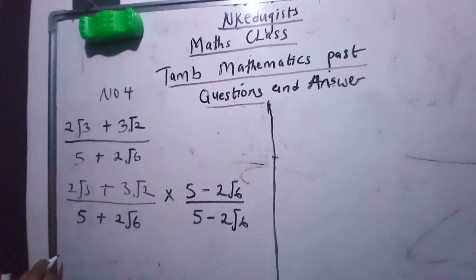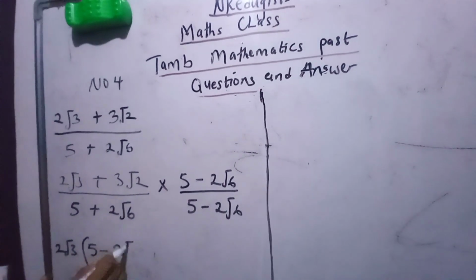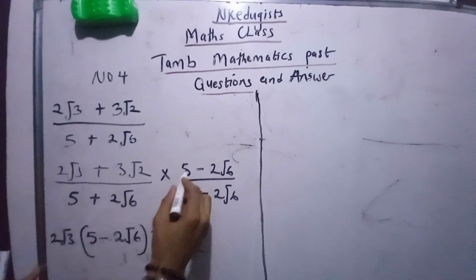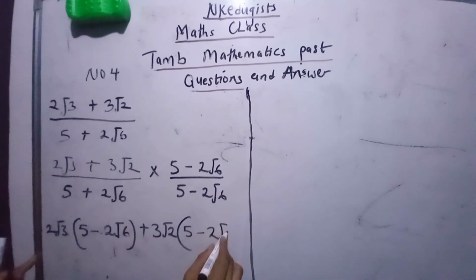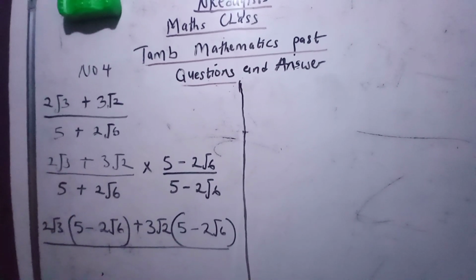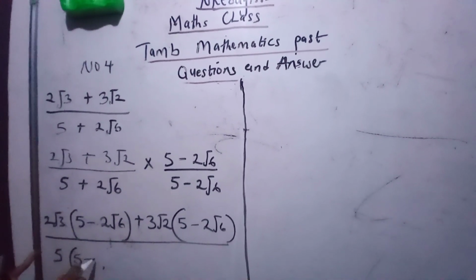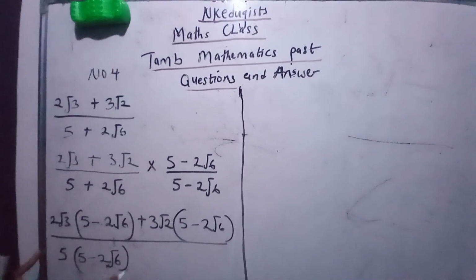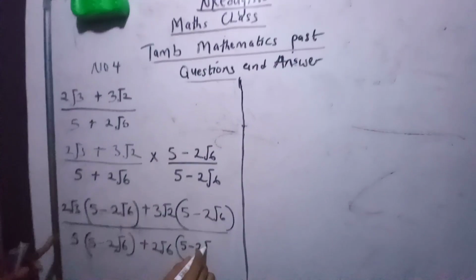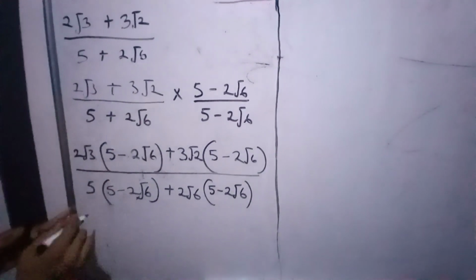What do I mean by that? So we say that 2√3 multiply 5 minus 2√6 plus 3√2 also multiply 5 minus 2√6. Okay, over, the same thing we did in the numerator is what we are going to do in the denominator by saying 5 multiply 5 minus 2√6 plus 2√6 multiply 5 minus 2√6. Okay, now let's clear the bracket now. Being that 2 times 5 is what? 10.